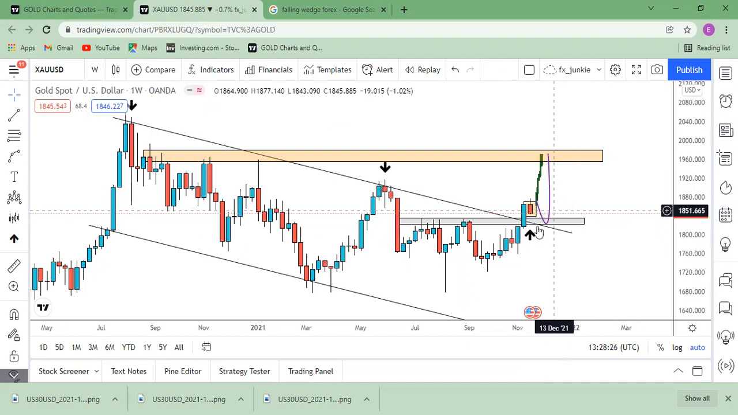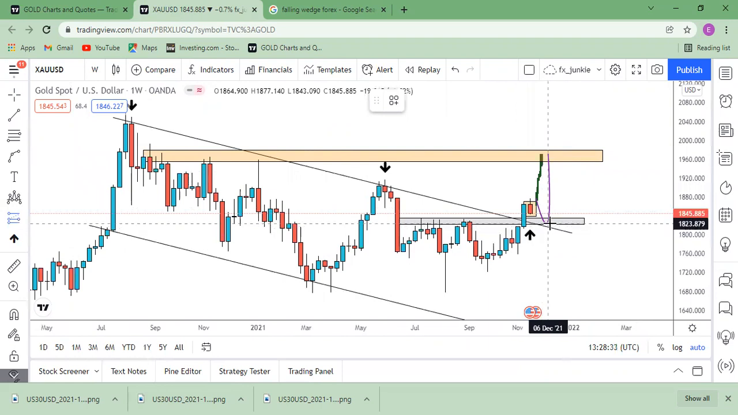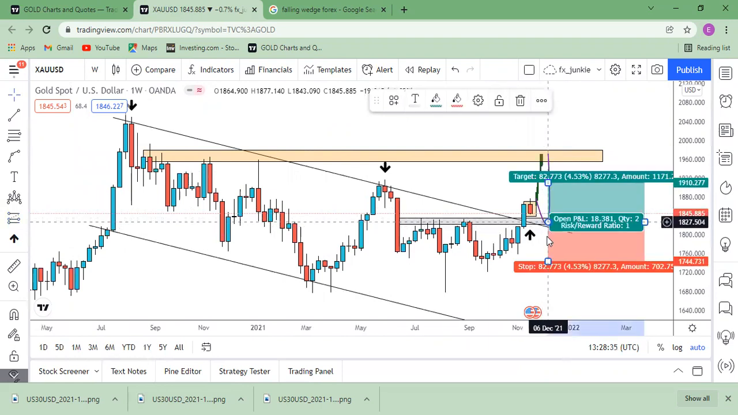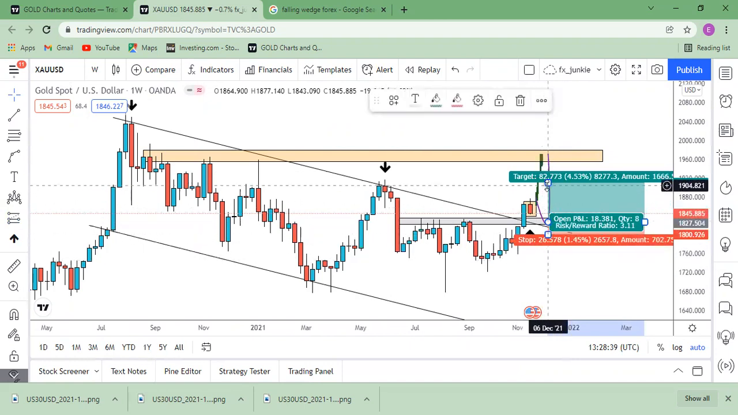So gold, we're gonna take our long for the week. We're gonna look for the first leg of the drop and for the reversal signs, and then we're gonna long. We're gonna hold all the way up.